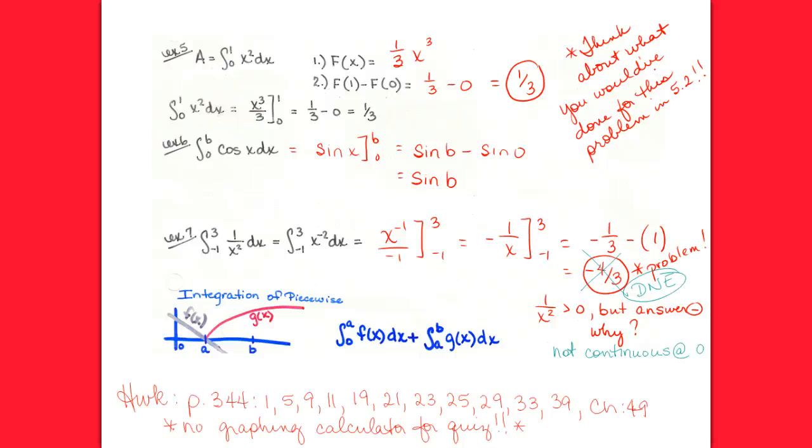All right, here is your homework for tonight. On page 344, we are doing 1, 5, 9, 11, 19, 21, 23, 25, 29, 33, 39, challenge 49.